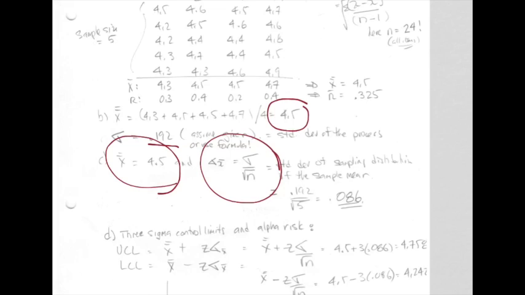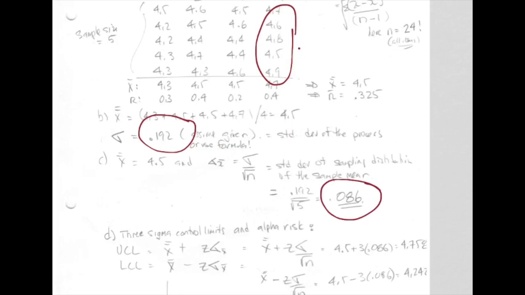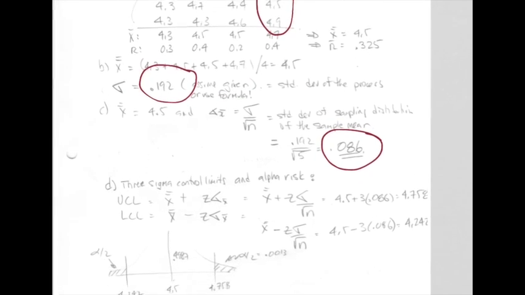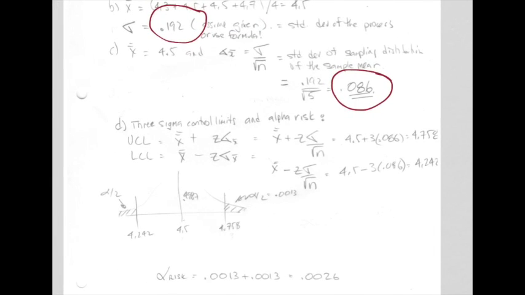And that is, I'll show you right here, the 0.192 divided by the square root of the sample size. In this case it's 5. 5 here is the sample size. Right here, sample size items, and that gives us a standard deviation of 0.086 right here. Okay, everyone, so now we have everything we need to calculate our upper control limits and lower control limits. Okay, let's take a look at that.